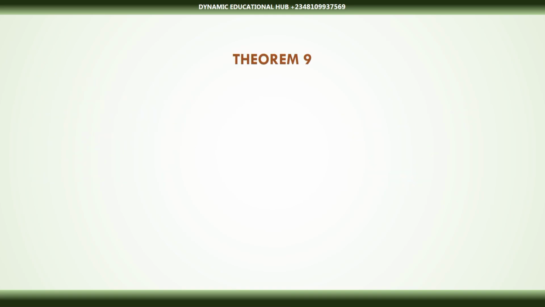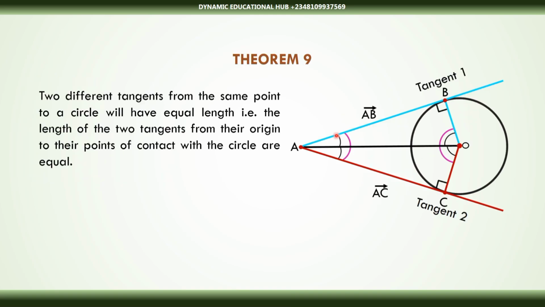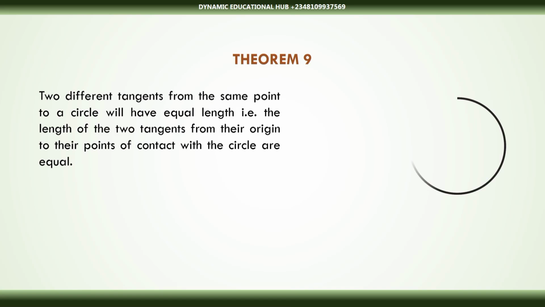To the ninth theorem, which says that two different tangents from the same point to a circle will have equal lengths. That is, the length of the two tangents from their origin to their point of contact with the circle are equal. Let me come again. Two different tangents from the same point to a circle will have equal lengths with the point of contact with a circle. And let's have our circle here.